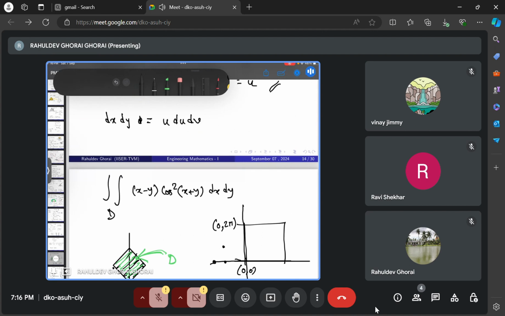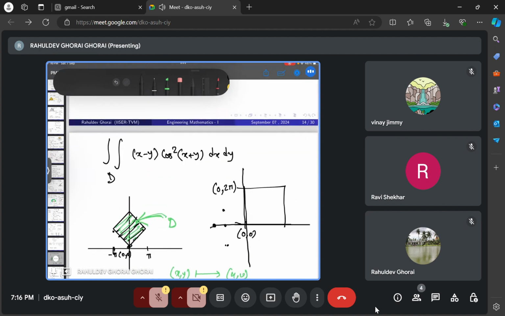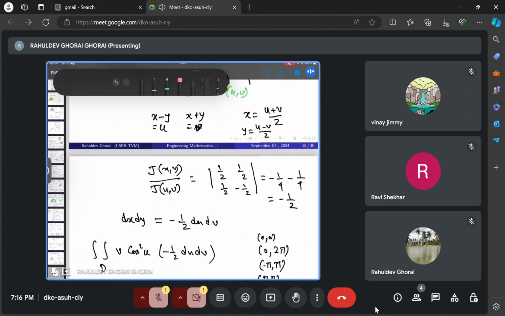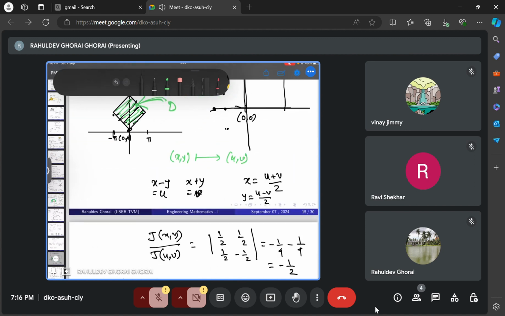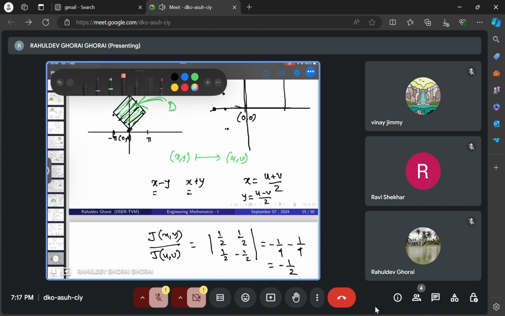Wait, so x minus y is x minus y, x minus x plus y, x plus y should be u. Yes. So x plus y, you just take x plus y is equal to u and x minus y is equal to v. So everything else will remain the same. So I made a mistake here. So x plus y is equal to u.